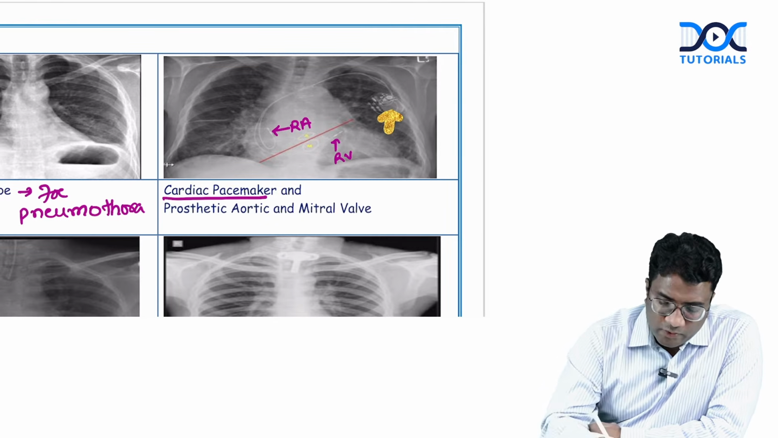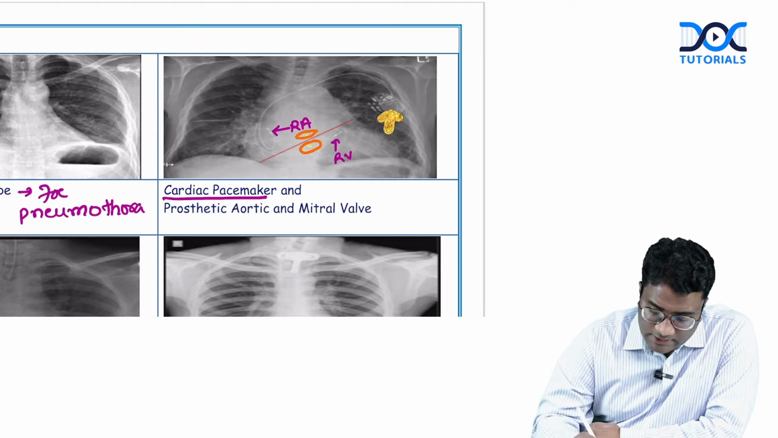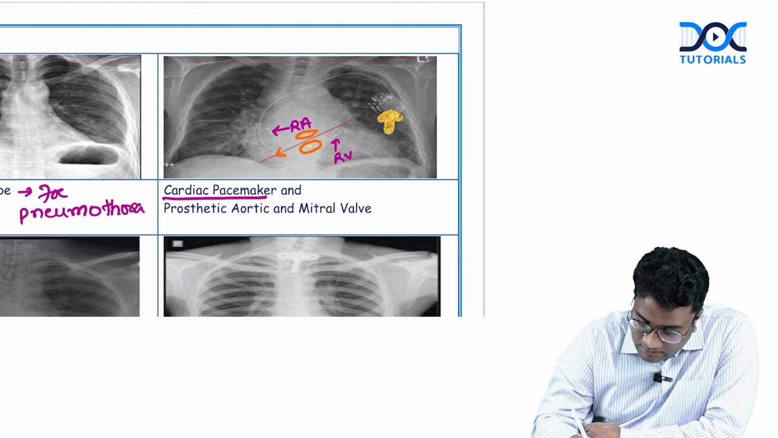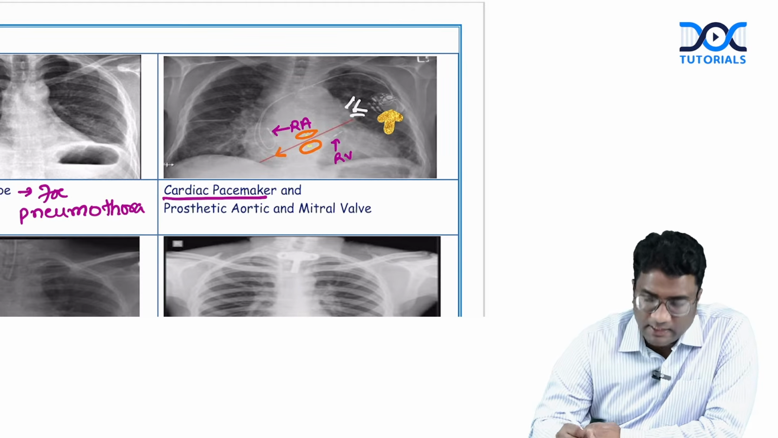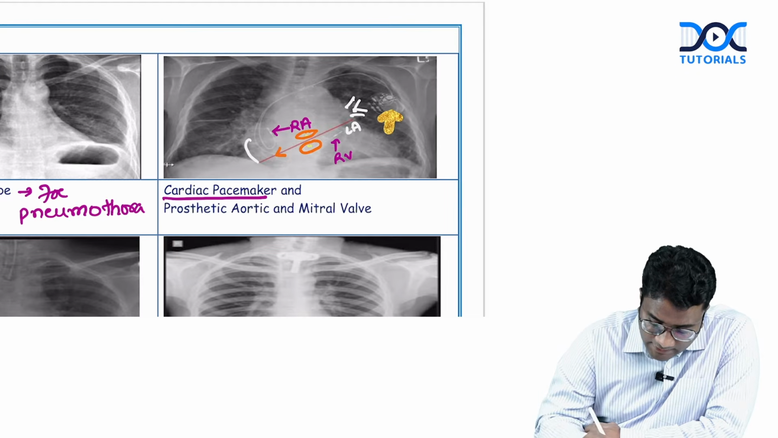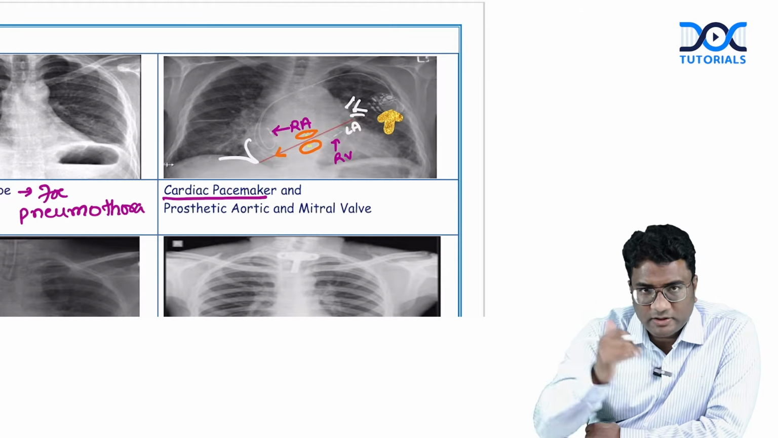And how do you know what valves are these? Which one is the mitral valve and which one is the aortic valve? To know that, we need to draw this imaginary line. This line is drawn from the left auricle, just below the left hilum, to the right cardiophrenic angle between the heart and the diaphragm. You draw an imaginary line.